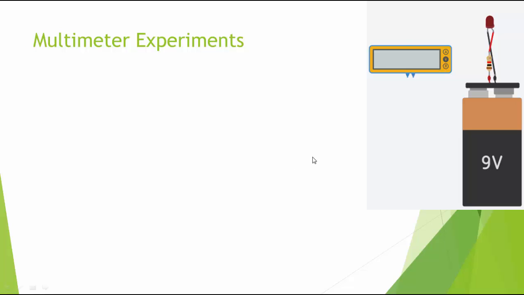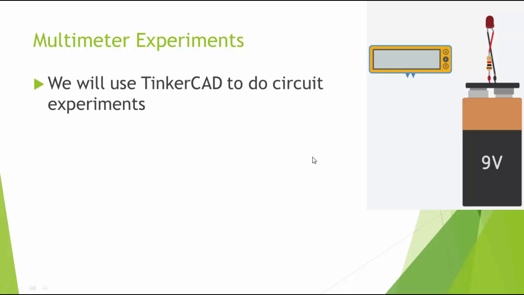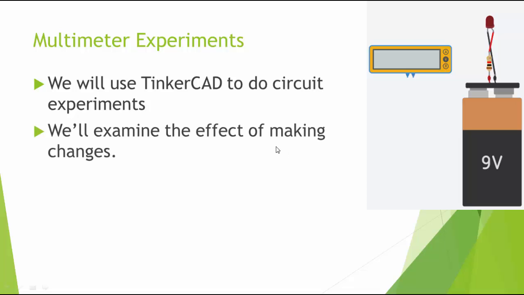So the multimeter is simply one of the components on the right-hand side. You can drag that component in, and using the multimeter in the correct fashion, according to the other video that we assigned for today, you will be able to see what happens when you make changes to your circuit in terms of potential, resistance, and current.